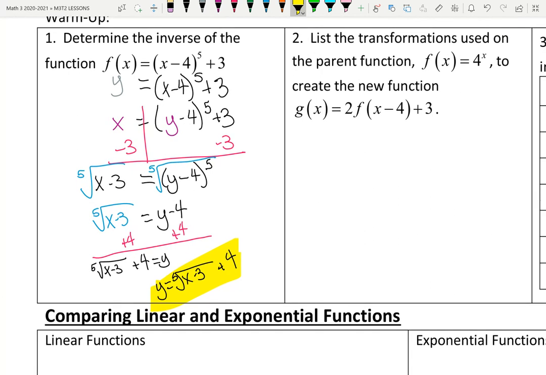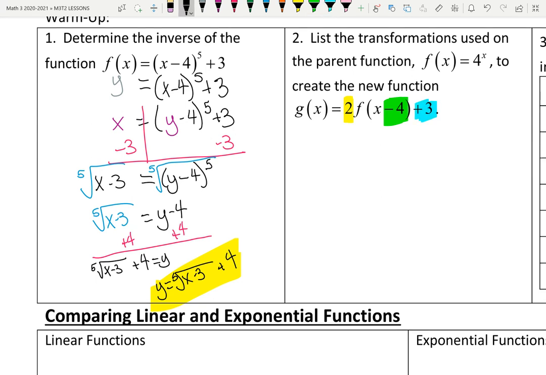Number 2, list the functions used on the parent function 4 to the x to create the new function. So this is our new example. 4 to the x is what we're studying in this unit. And the idea is that I can use my same rules to describe what's happening. So this 2 is going to cause a specific effect. This minus 4 and this plus 3 are all going to have different effects.